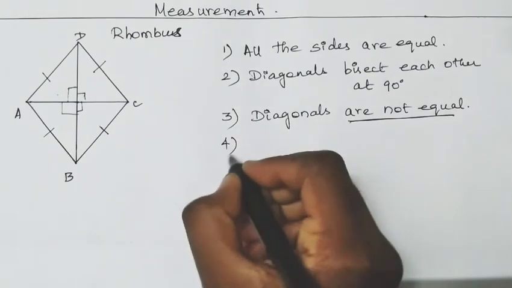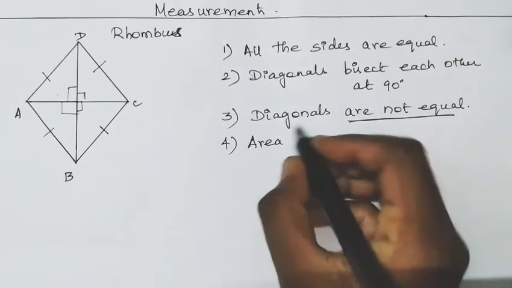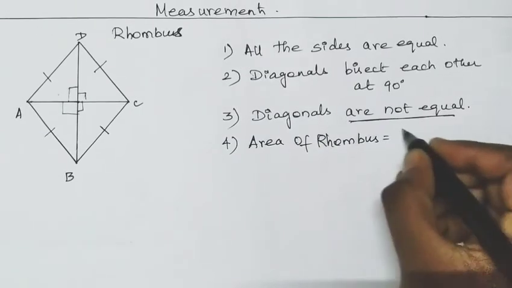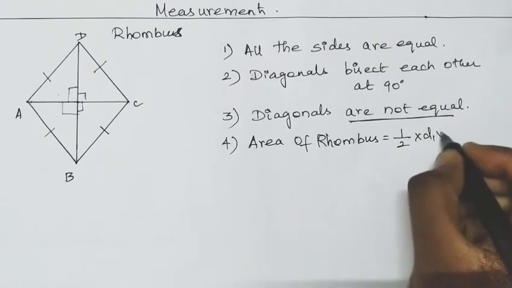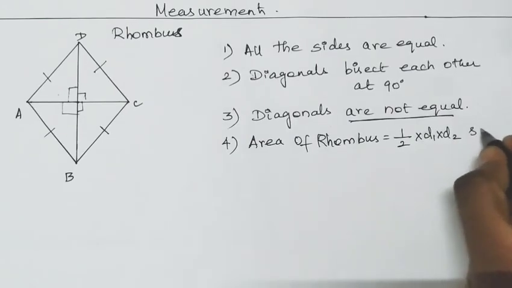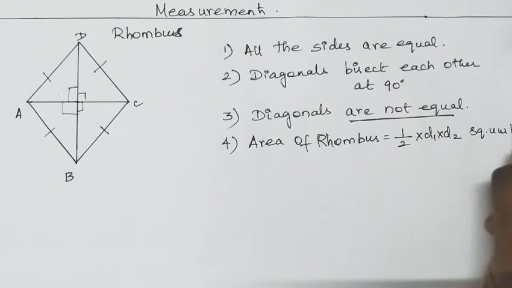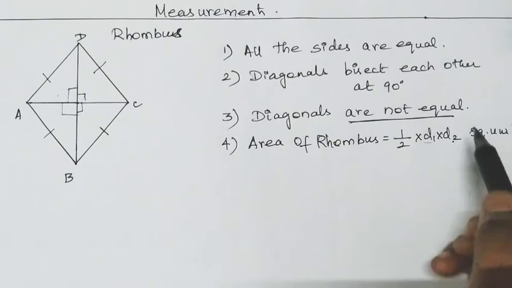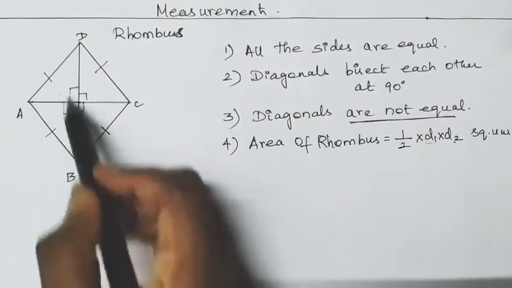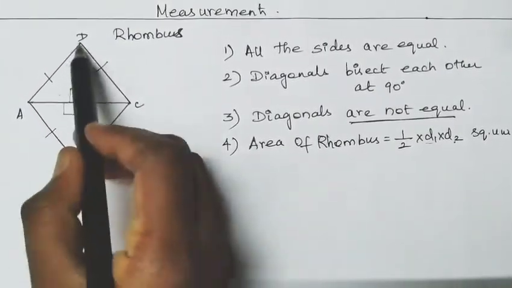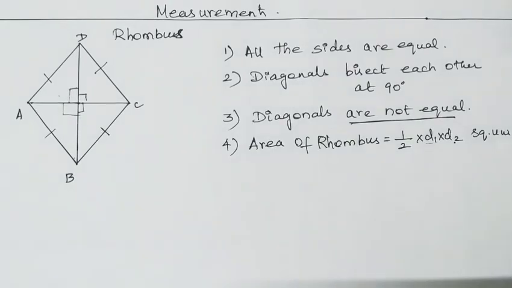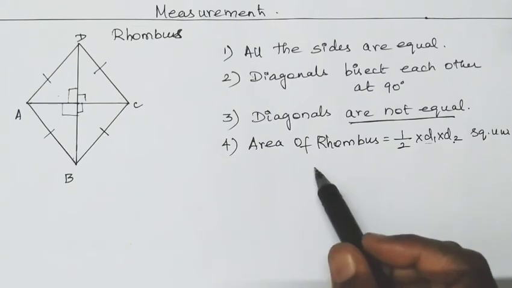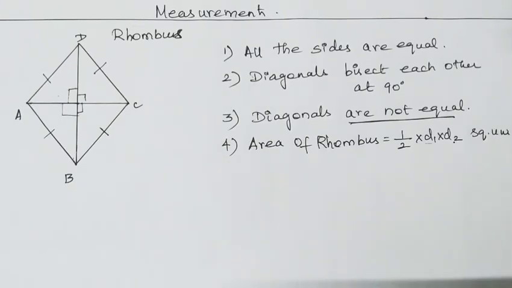The formula to calculate area of rhombus: area of rhombus is half into D1 into D2 square units. D1 means diagonal 1, D2 is diagonal 2. You have two diagonals, no? AC and BD. So diagonal 1, diagonal 2. Now let's see one problem on this area of rhombus.